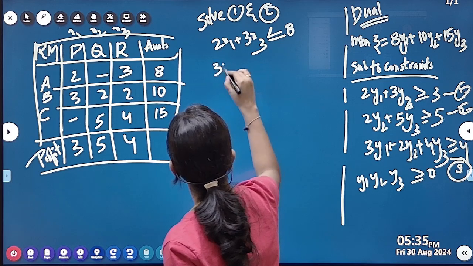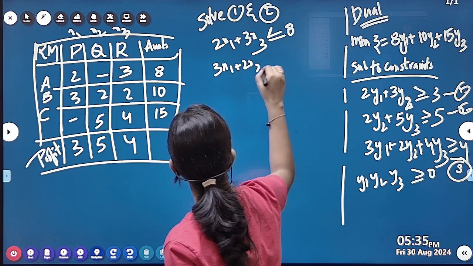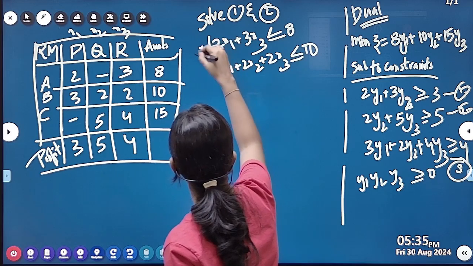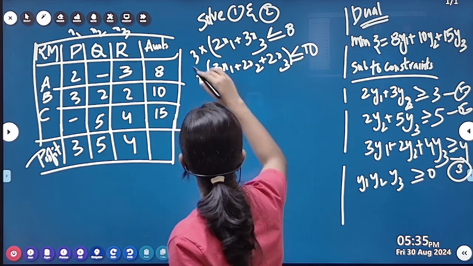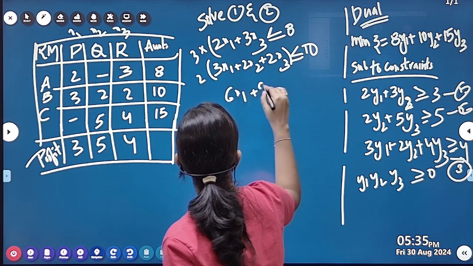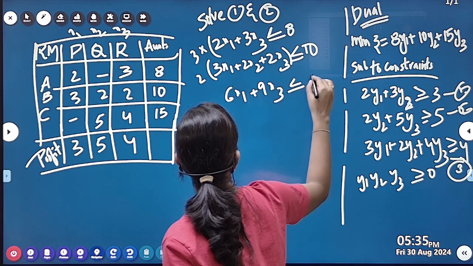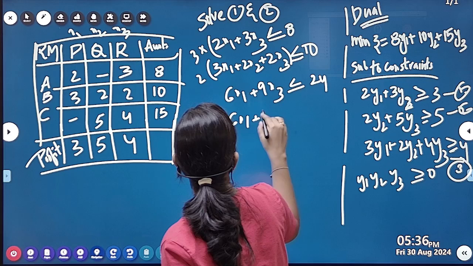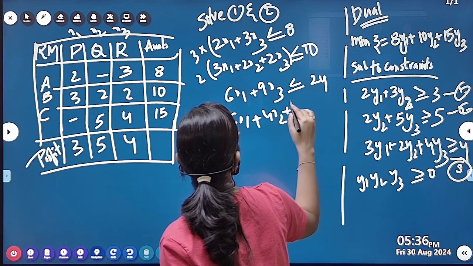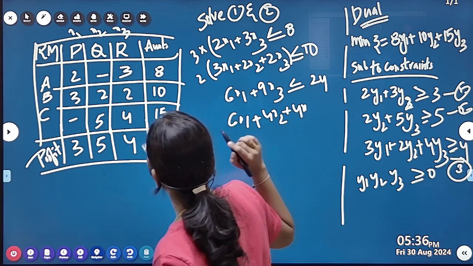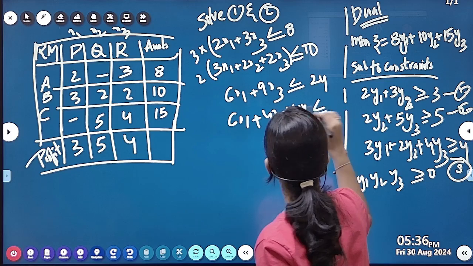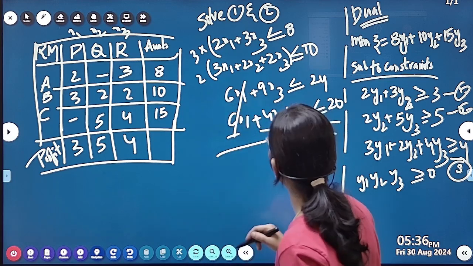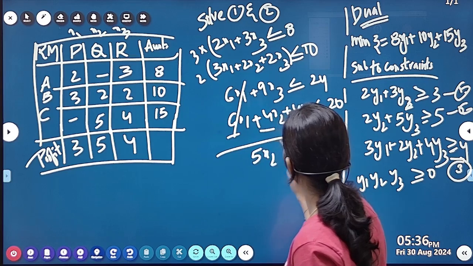Next, 3x1 plus 2x2 plus 2x3 less than or equal to 10. So multiply the first by 3 and the second by 2. 3 2s are 6x1 plus 3 3s are 9x3 and 24. 3 2s are 6x1 plus 4x2 plus 4x3, 20. Minus, cancel. So 9 minus 4 it will be 5x2.